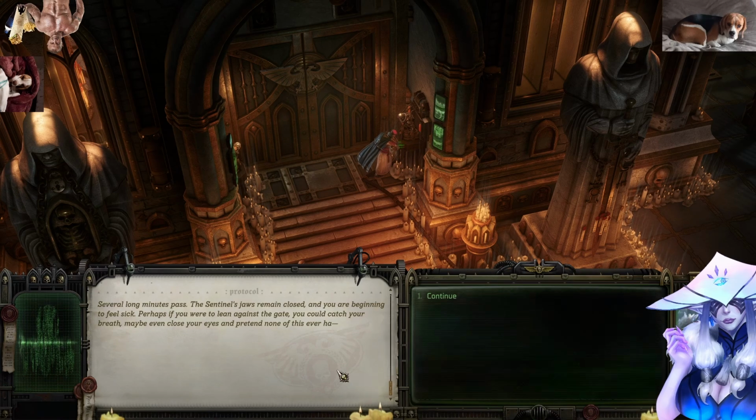I keep looking back. Several long minutes pass. The Sentinel's jaws remain closed, and you are beginning to feel sick. Perhaps if you were to lean against the gate, you could catch your breath, maybe even close your eyes and pretend none of this ever happened.